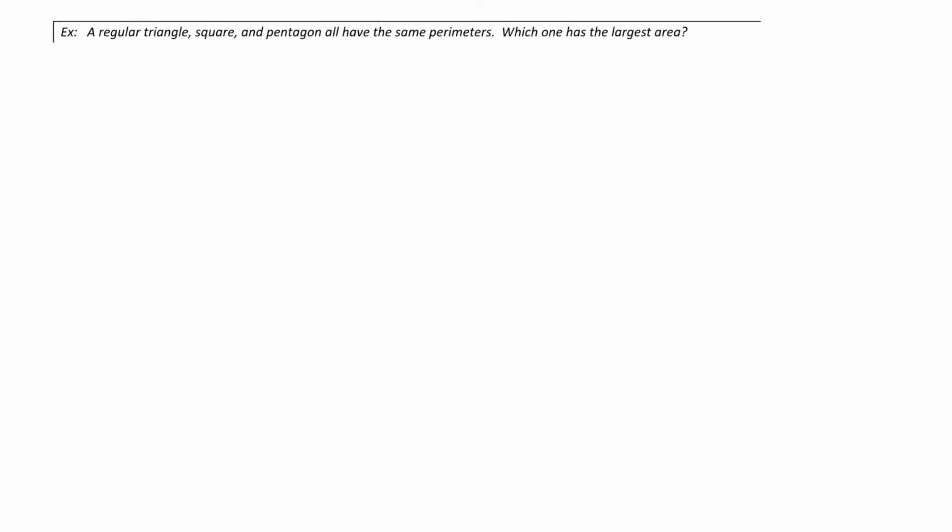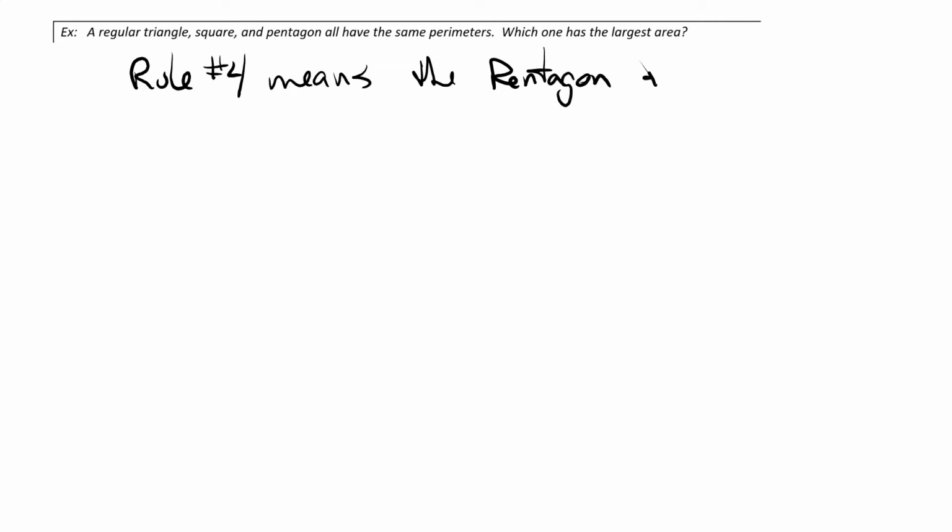Let's look at an example. A regular triangle, square, and pentagon all have the same perimeters. Which one has the largest area? Using rule number 4, if we have polygons with the same perimeters, the polygon with the most number of sides has the greatest area. Therefore, the pentagon has the greatest area.